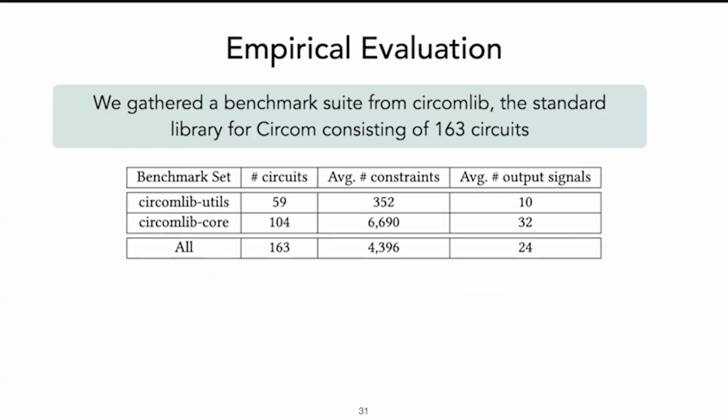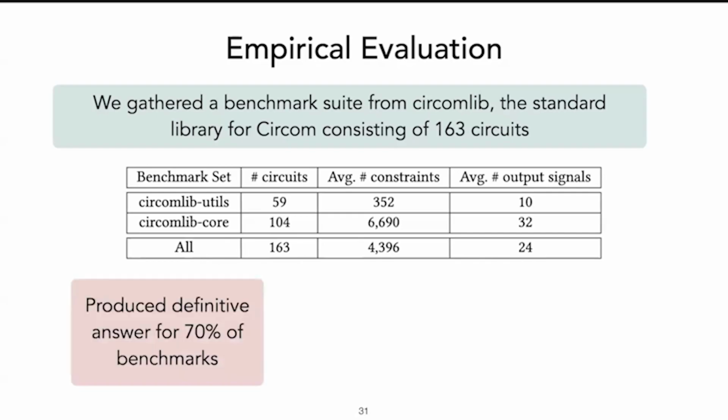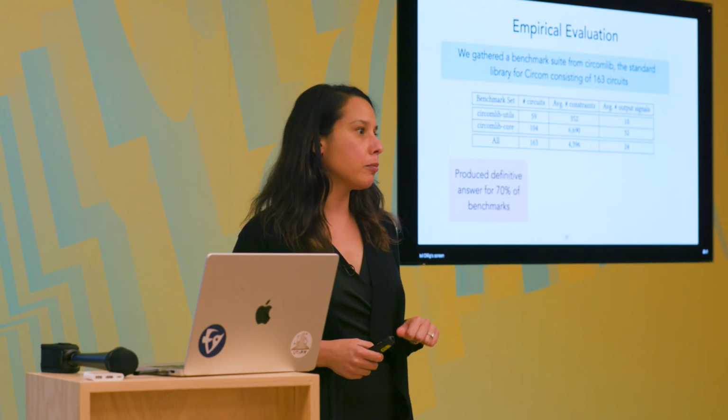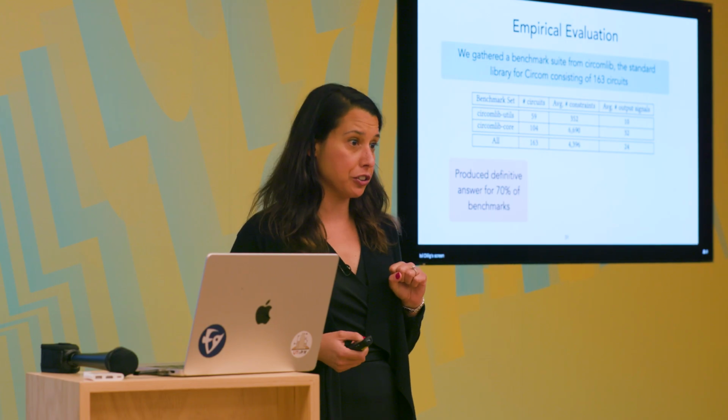So to evaluate our approach, we did a larger scale study. We gathered a benchmark suite from circomlib, the standard library of the Circom language. We looked at a total of 163 circuits, and these contain, on average, about 4,500 constraints and about 24 output signals. And the key result here is that we were able to provide a definitive answer for 70% of these circuits. So for 70%, we were either able to say verified or under-constrained.